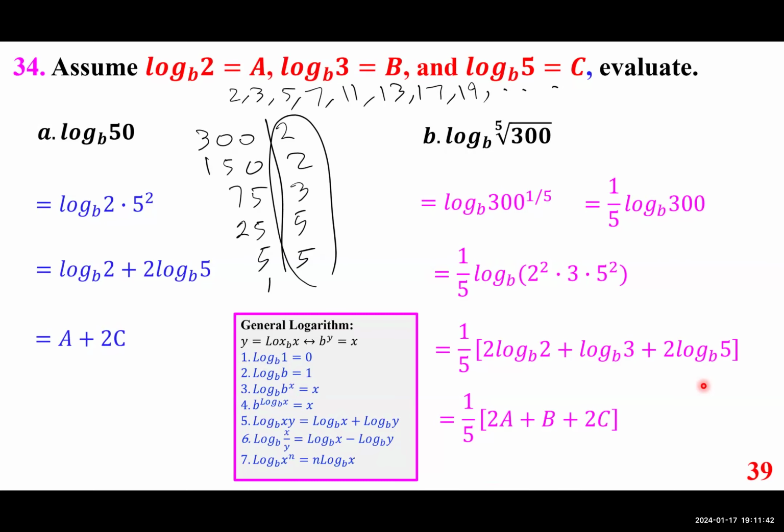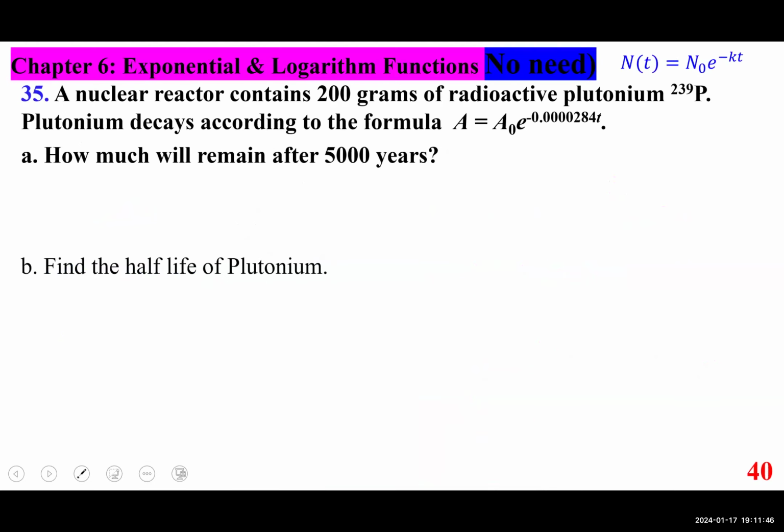I want to look at the last question in case. A nuclear reactor contains 200 grams of radioactive plutonium-239. Plutonium decays according to the formula A equals A sub 0 e to the power of negative 0.0000284 t. How much will remain after 5,000 years? Find the half-life of plutonium.